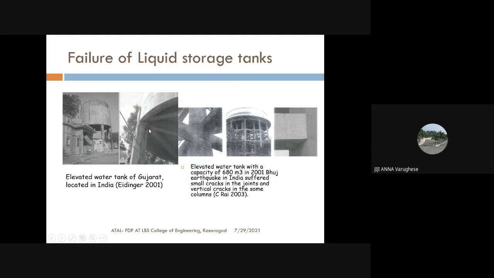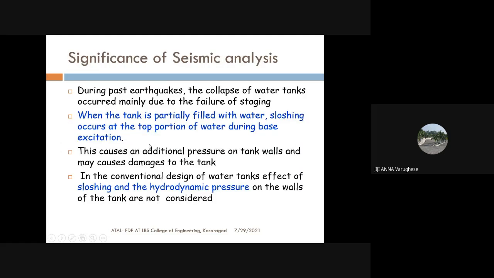And this is another photograph which shows deep vertical cracks in the column. Compared to the first photograph, this failure pattern is not at all preferred while designing the elevated water tank. And you can see cracks at the end of the beam here. So during an earthquake, the design for the tank structure is almost okay, but failure is usually concentrated in the staging. This shows the significance of doing a seismic analysis in addition to the analysis and design due to hydrostatic effects alone.